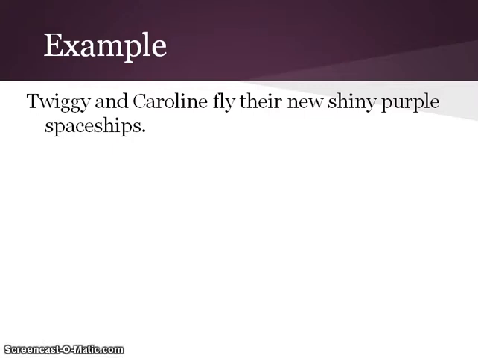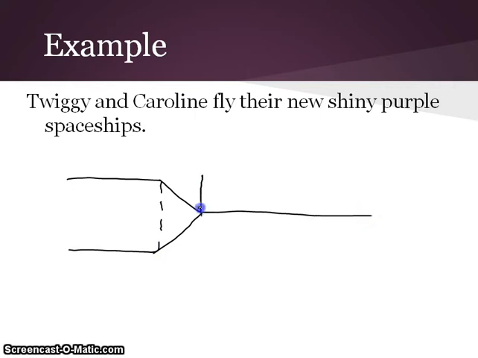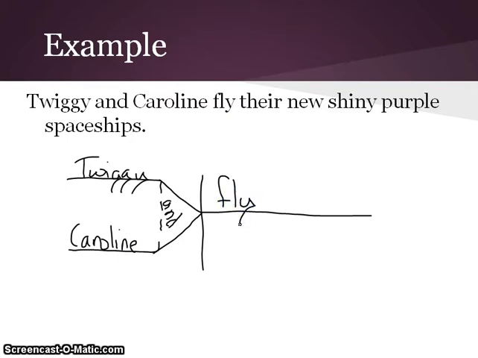Twiggy and Caroline fly their new, shiny, purple spaceships. We have a compound subject, so we have to set up the diagram to allow for that with a split subject line, something that would look like this. So one subject goes on the top, Twiggy. The conjunction goes in the middle, and then Caroline, the other subject, goes on the bottom. What's the verb? Fly. Okay, so fly follows the line that crosses between.